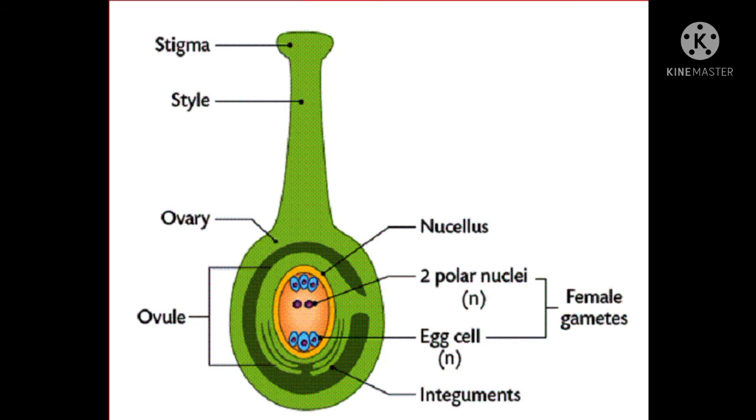So we have seen the male and female reproductive organs of the flower. In the next video we will see how reproduction occurs in plants, how flowers reproduce and produce seeds, and later on produce fruits.